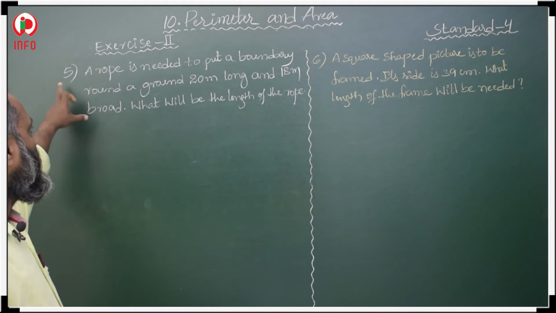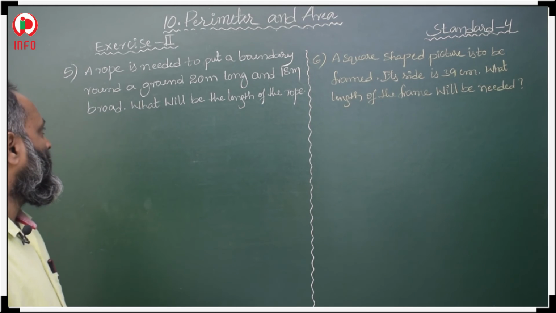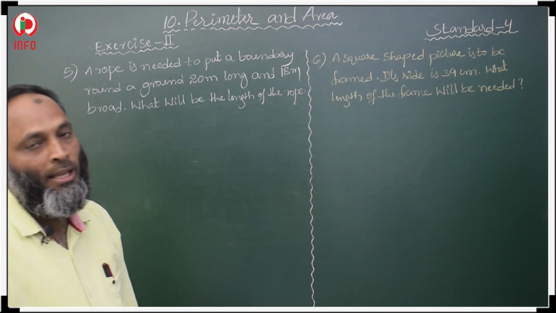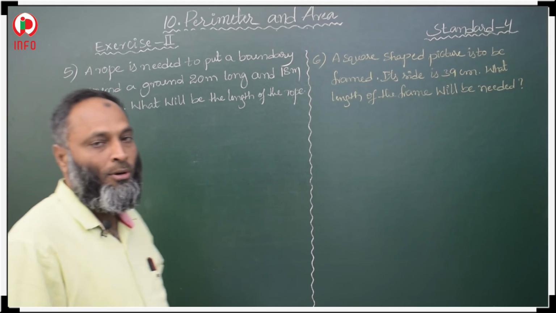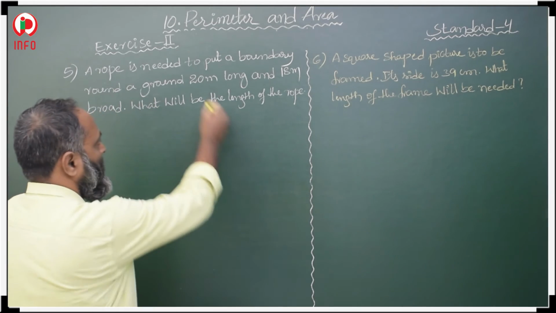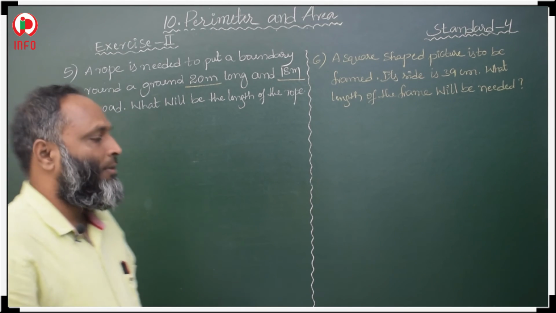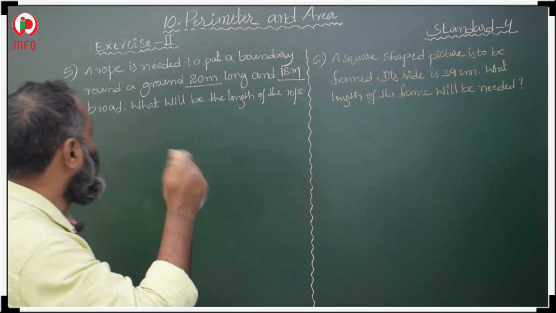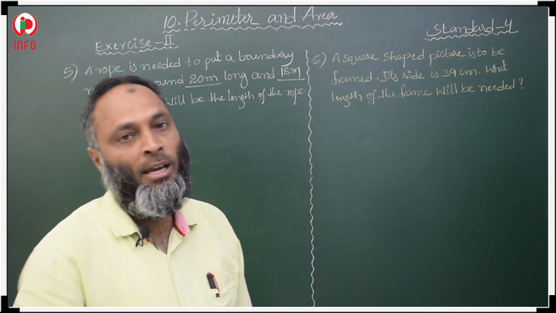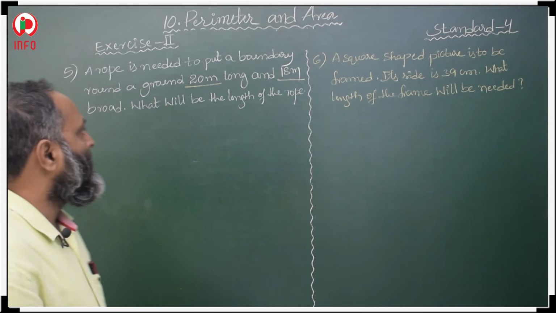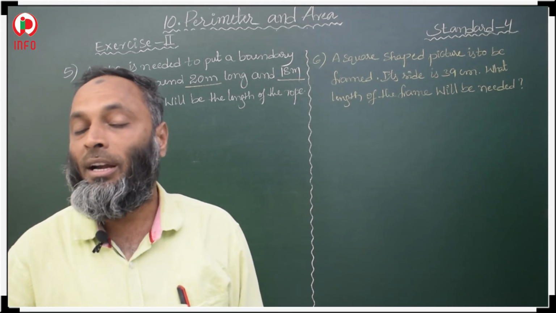Now, what is the problem in exercise 2? See here, a rope is needed to put a boundary around a ground 20 meters long and 18 meters broad, means length and breadth are given. What will be the length of the rope? Why do they need this rope? Because to put a boundary, that means we have to find the perimeter.